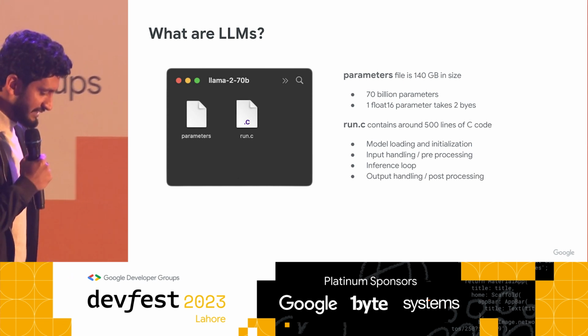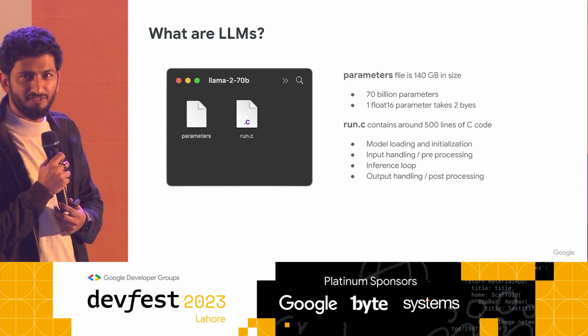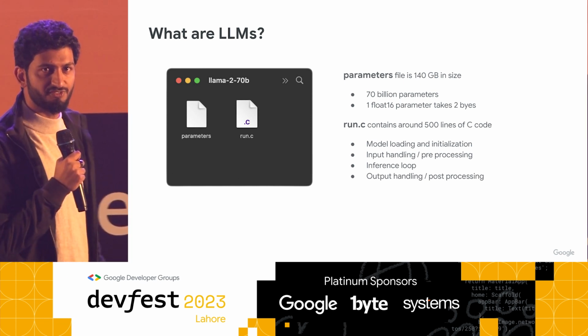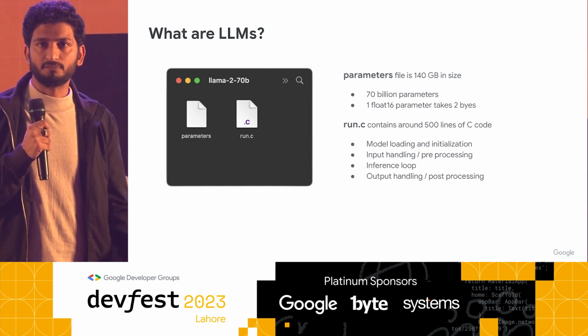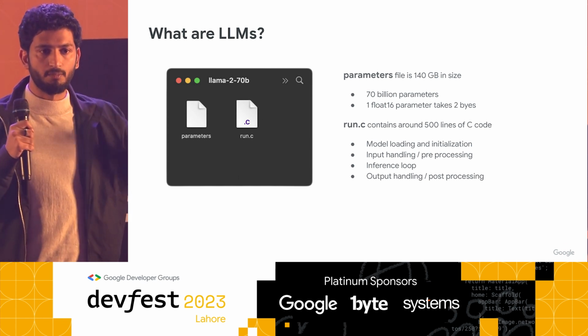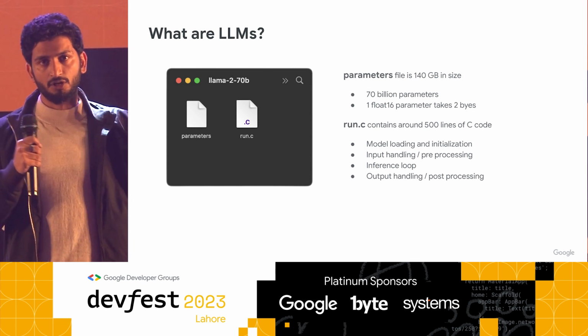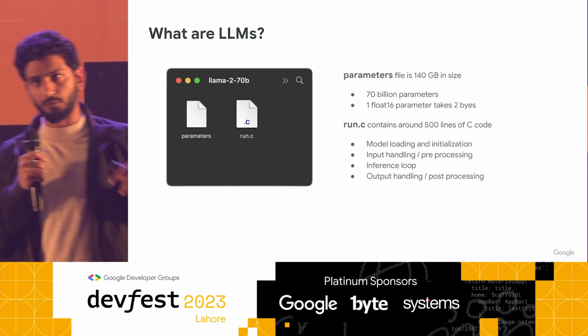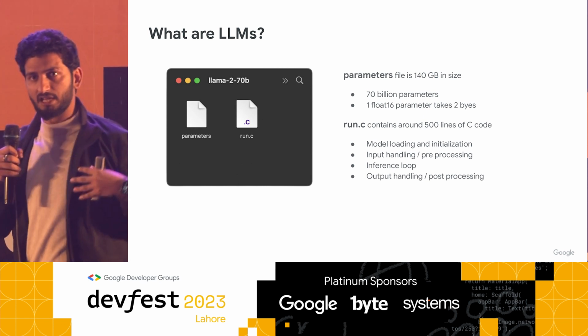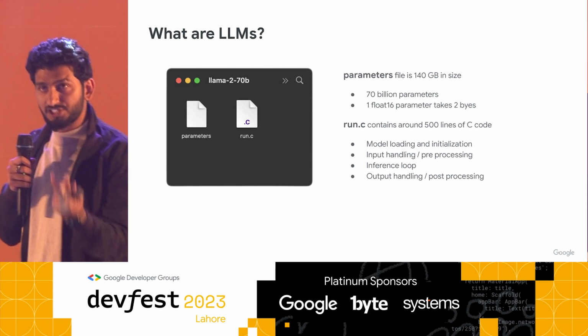And then the other file is C code. It's actually not that complicated. It's fairly simple C code that initializes the model, loads up the parameters file, takes in the input, runs the neural network, and eventually gives the output. So it's just these two files.